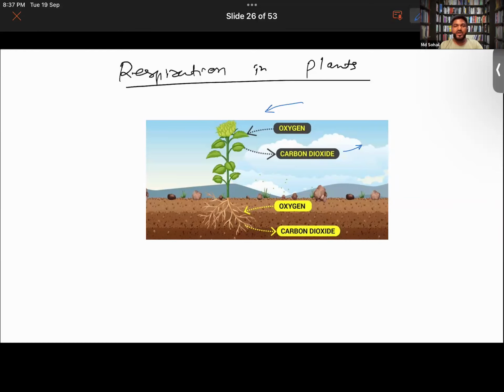Can it only happen in the daytime? No, respiration can happen for 24 hours. Yesterday you said that it can only happen in sunlight, but that is for photosynthesis. Photosynthesis will occur during the daytime only, while respiration is a 24-hour process.